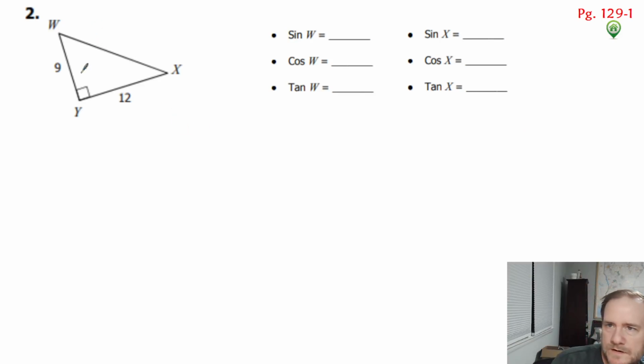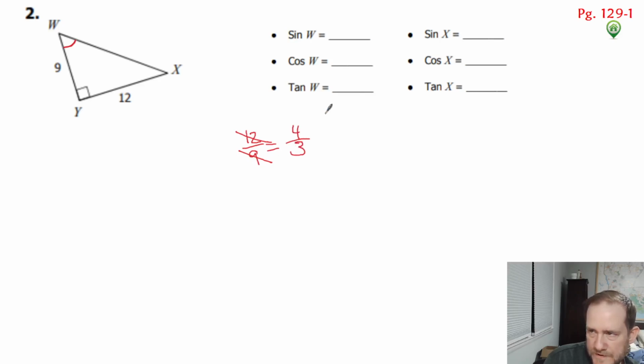Now, looking here, if I was using W, then opposite would be 12 and adjacent would be 9. So even if I didn't know this side here, the hypotenuse, I could still say that the tangent of W, opposite over adjacent, is 12 over 9. But remember, 12 over 9 is a fraction that reduces. They're both divisible by 3. So dividing by 3 gives 4, and dividing by 3 gives 3. So you actually have to give me the answer 4/3. And that means that the tangent of x would be 3/4.